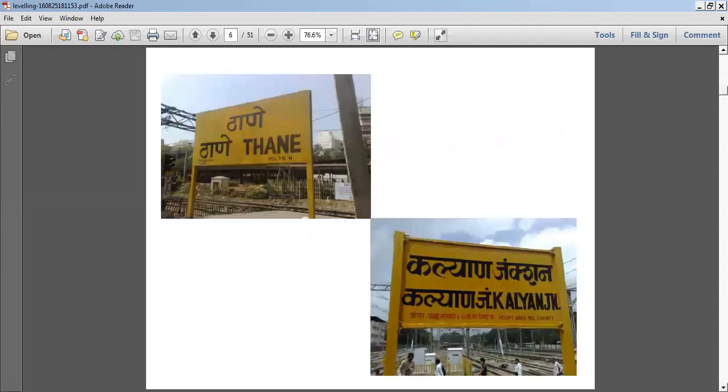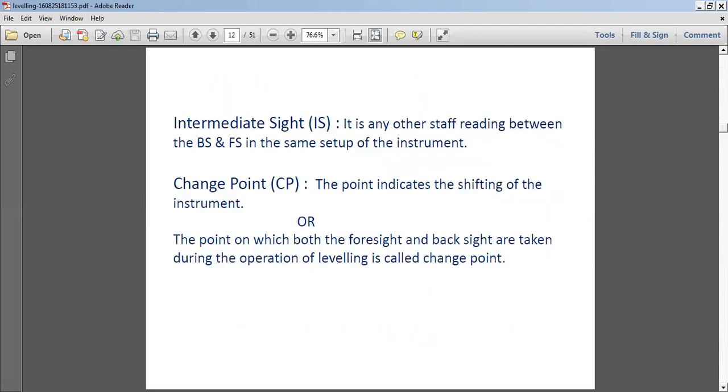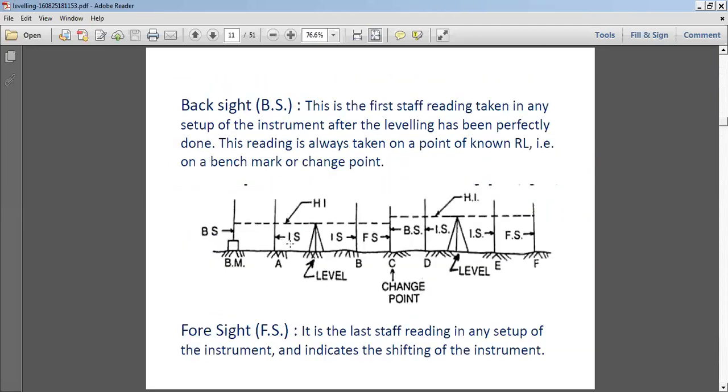I will show you the picture. So here you can see, this is the station. This dotted line you are seeing is the imaginary surface. From this surface we are taking the readings in a forward direction and backward direction with respect to this imaginary line. This imaginary line will be the same for all of the points.